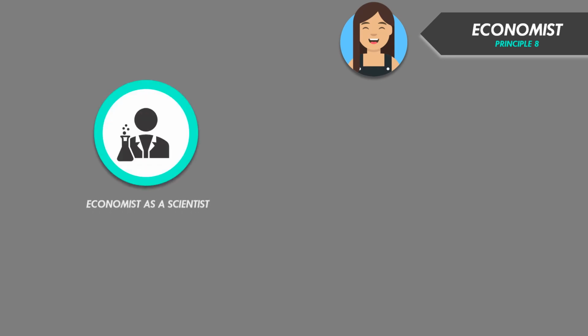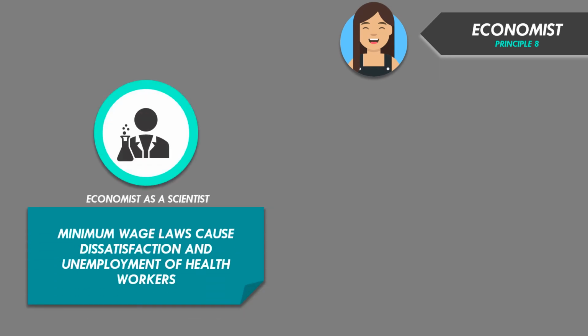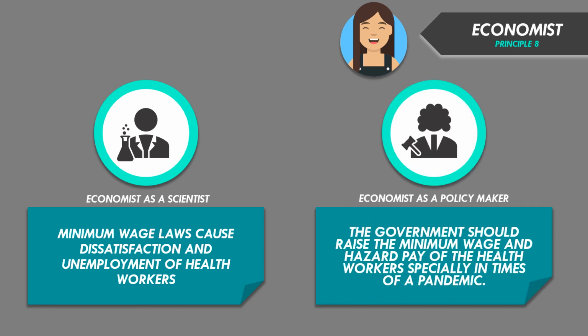In this particular example, the economic scientist approach will be that minimum wage laws cause dissatisfaction and unemployment of healthcare workers. On the other hand, the economic policymaker approach will be that the government should raise the minimum wage and hazard pay of the healthcare workers, especially in this time of pandemic.